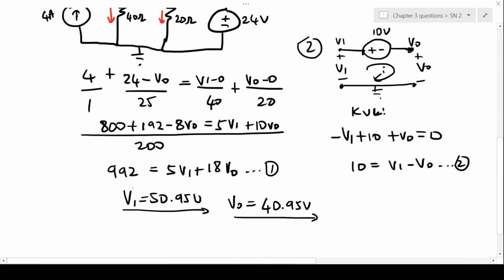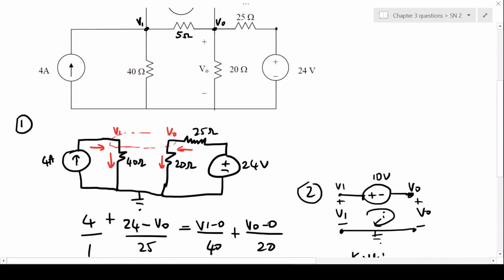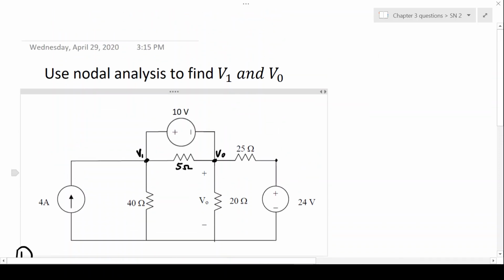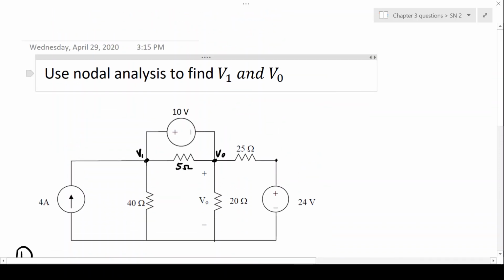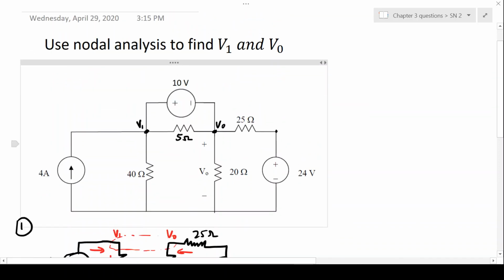Right, and this is how we would solve for the voltages V1 and V0 using nodal analysis when we can see that you've got a supernode in the circuit.